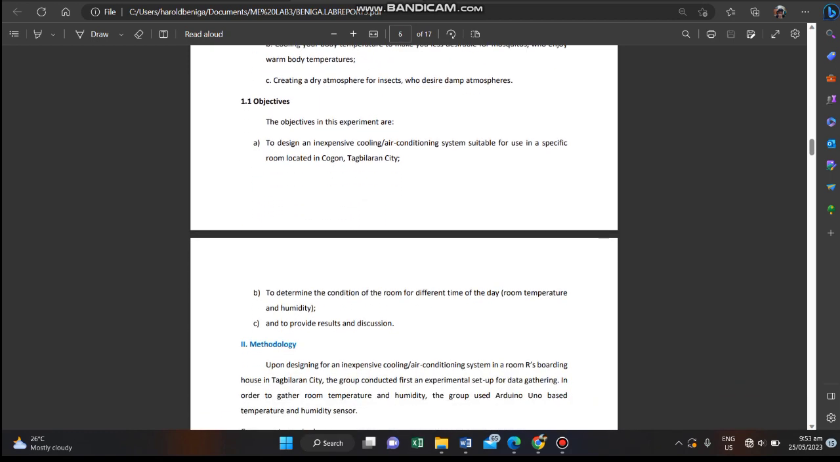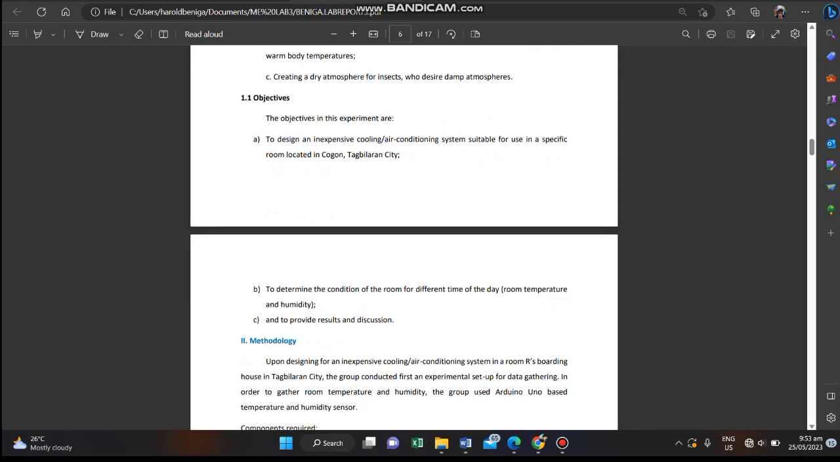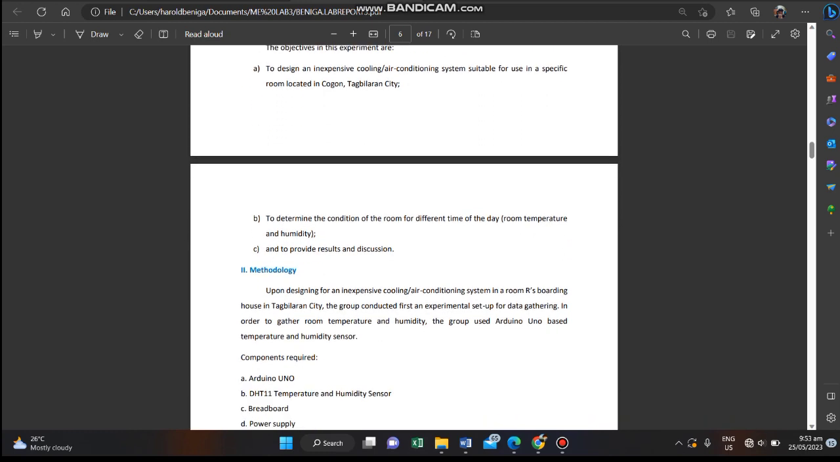So in this laboratory report, we have here the objectives. First, to design an inexpensive cooling or air conditioning system suitable for use in a specific room located in Cogon, Tagbilaran City. Second, to determine the condition of the room for different times of the day, room temperature and humidity. Then the last, to provide results and discussion.